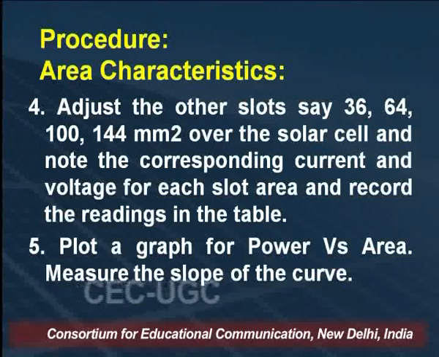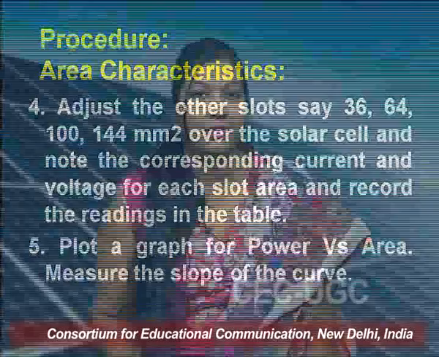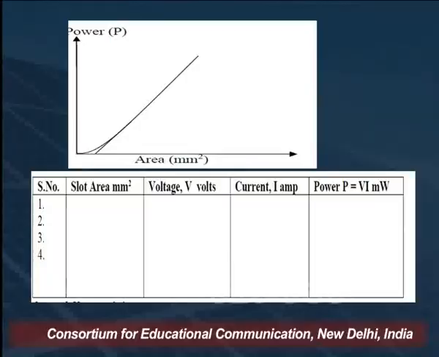and note the corresponding current and voltage for each slot area and record the readings in the table. Here what we are doing is selecting a particular area, and at that particular area we are calculating the corresponding current by changing the load. So in the table we have the slot area in millimeter square, the voltage corresponding to that area, the current, and the power in that particular area, so that we can get the areal characteristics of the solar panel.